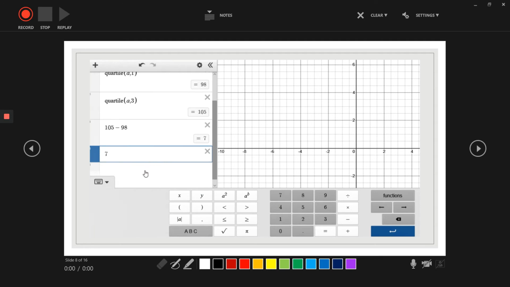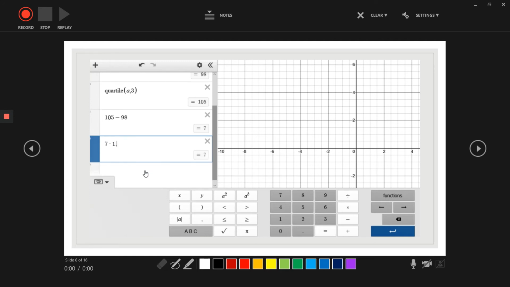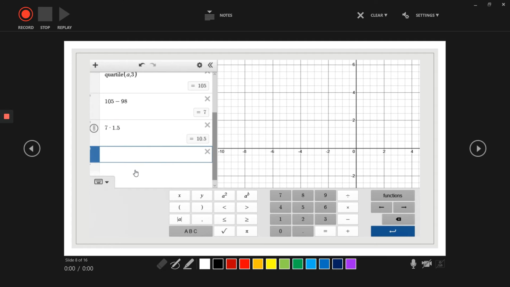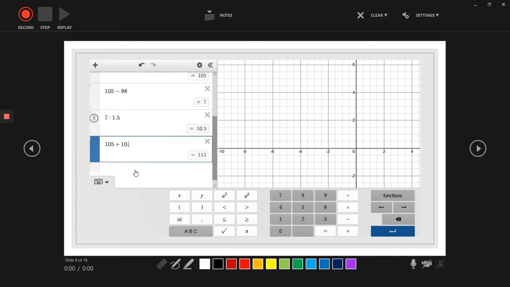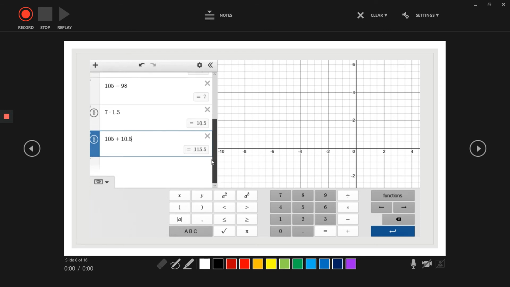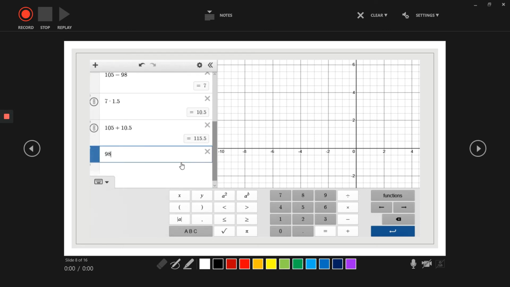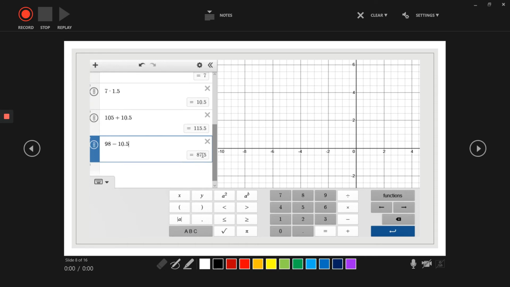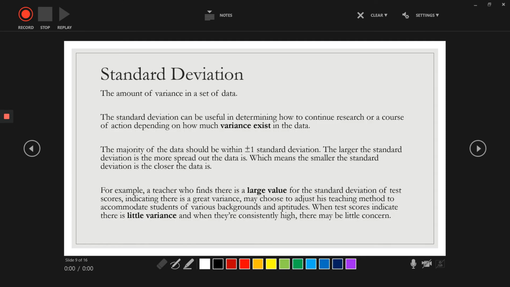And then we have to take that number and times it by 1.5. So this is what we add on to the third quartile and subtract off the first quartile. So I'm going to take my 105, the third quartile, and add that 10.5. So 115.5, right? And now I'm going to take the lower quartile, which was 98, and subtract 10.5, 87.5. So all the values have to be between 87.5 and 115.5 in order to be considered good. So indeed, that 65 is less than 87.5, so it is in fact an outlier.